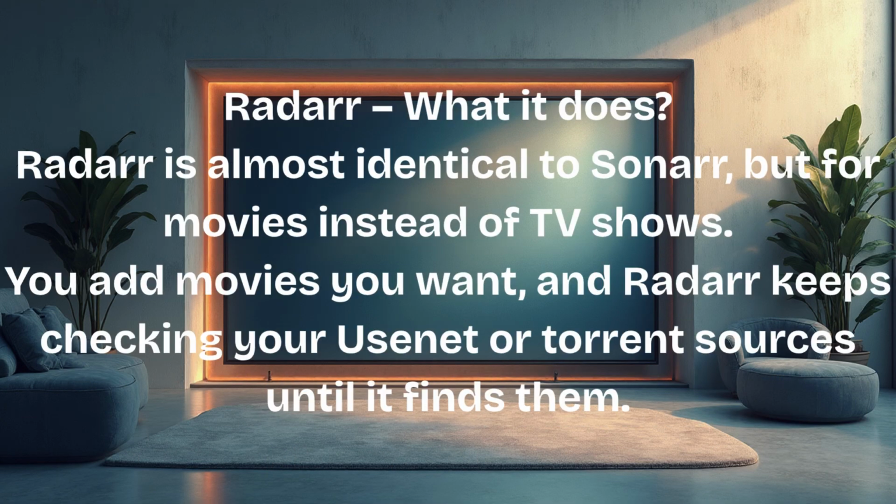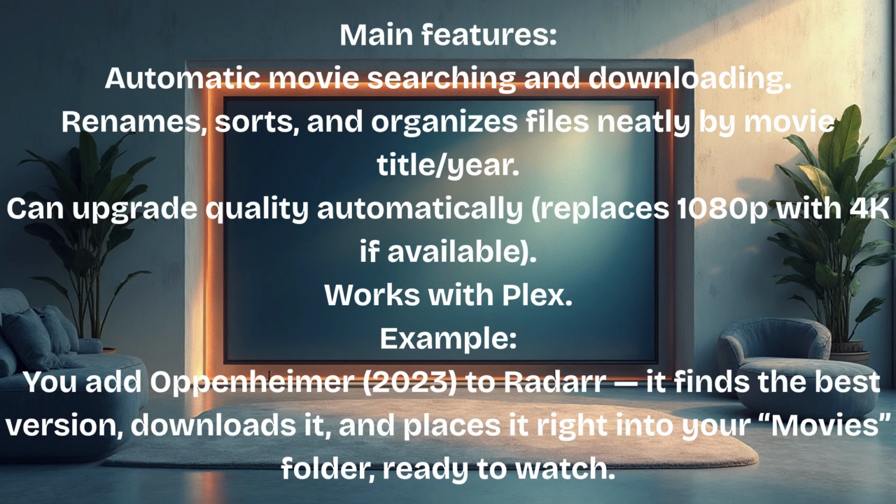Radarr. What it does. Radarr is almost identical to Sonarr, but for movies instead of TV shows. You add movies you want, and Radarr keeps checking your Usenet or torrent sources until it finds them. Main features: automatic movie searching and downloading, renames, sorts, and organizes files neatly by movie title and year, can upgrade quality automatically, replaces 1080p with 4K if available, works with Plex. Example: you add Oppenheimer 2023 to Radarr, it finds the best version, downloads it, and places it right into your movies folder, ready to watch.